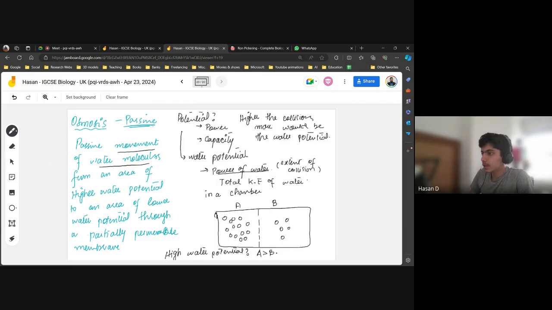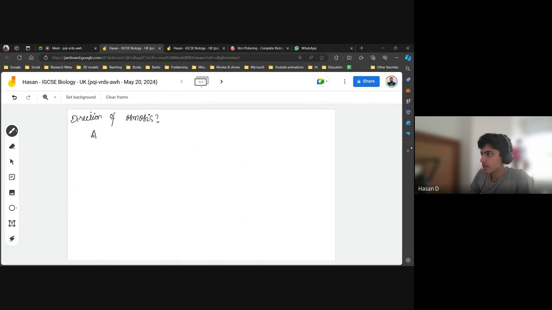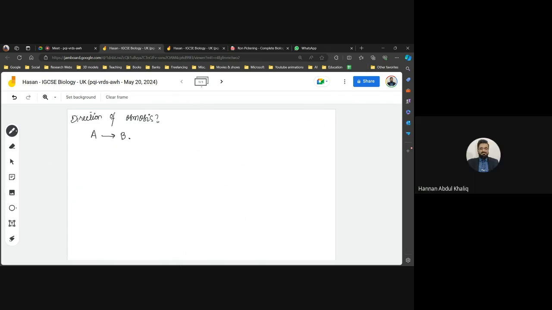In the case of A and B, it would go from A to B. Exactly. So after osmosis, let's suppose this is the same container possessing 10 molecules of water over here and 10 molecules of water over here. In this situation, the water potential of A equals the water potential of B.